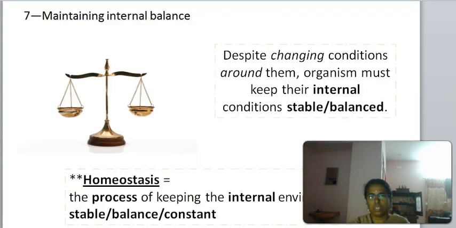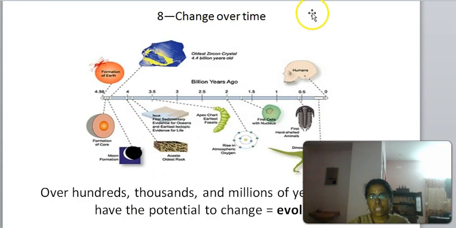Next one is what? Maintaining internal balance. Despite changing conditions, we can maintain a stable internal balance. The process of keeping the internal environment stable, balanced and constant is what? Maintaining internal balance. At last, change over time. Over hundreds, thousands and millions of years, organisms have the potential to change. That is evolution. Okay.